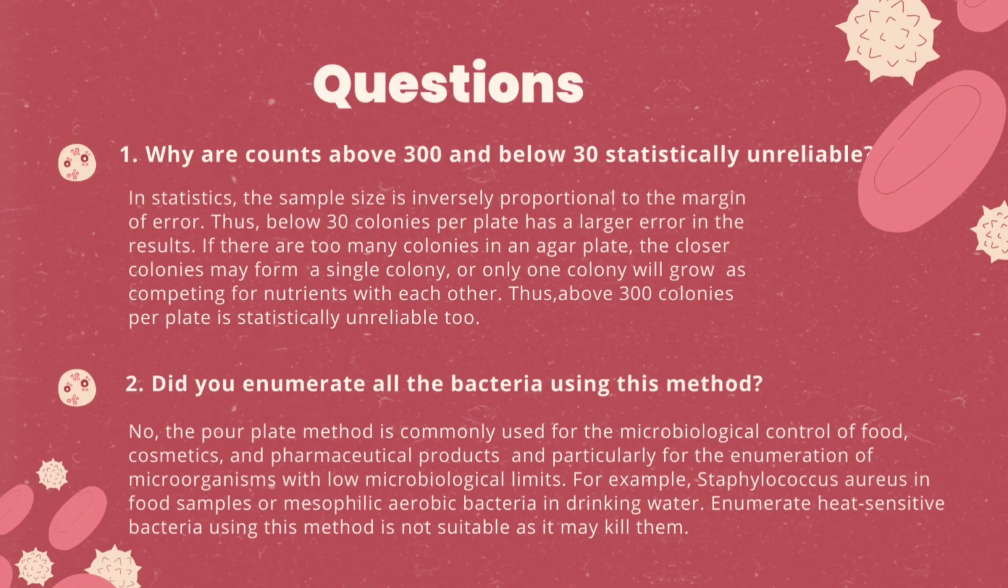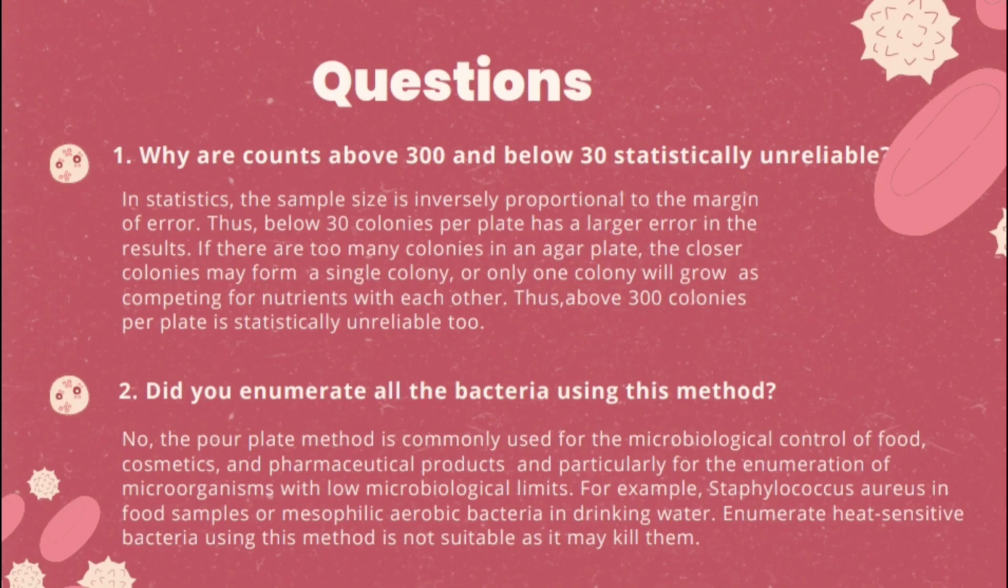For the pour plate method, first question: why are counts above 300 and below 30 statistically unreliable? The answer is, in statistics, the sample size is inversely proportional to the margin of error. Thus, below 30 colonies per plate has a larger error in the results. If there are too many colonies in an agar plate, the closer colonies may form a single colony, or only one colony will grow as they compete for nutrients with each other. Thus, above 300 colonies per plate is statistically unreliable too.